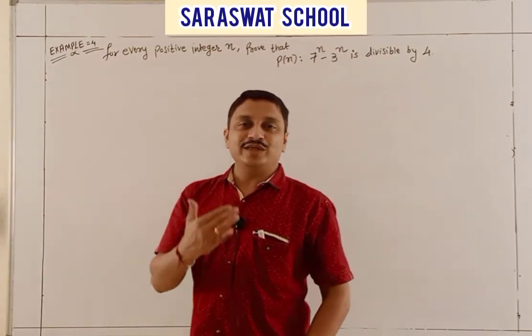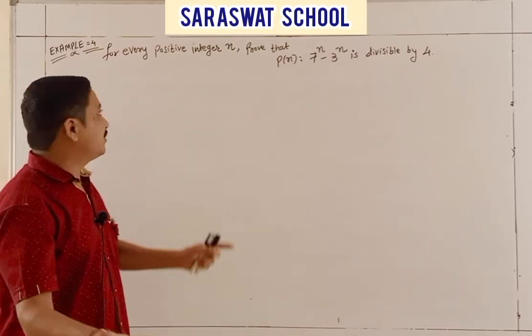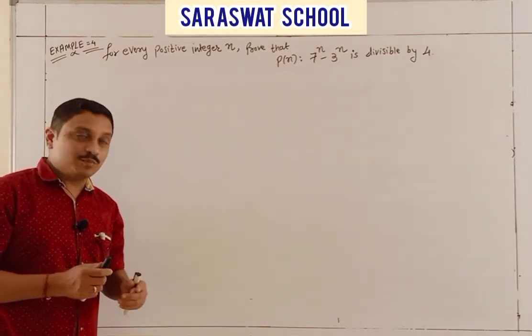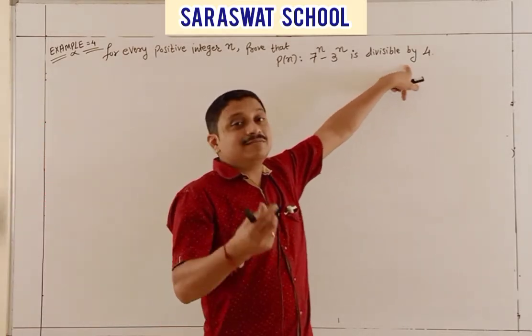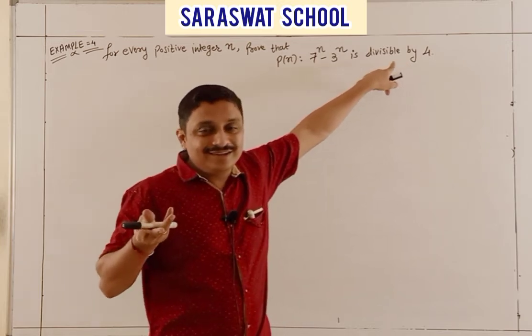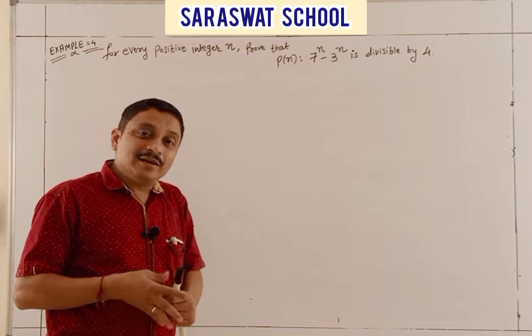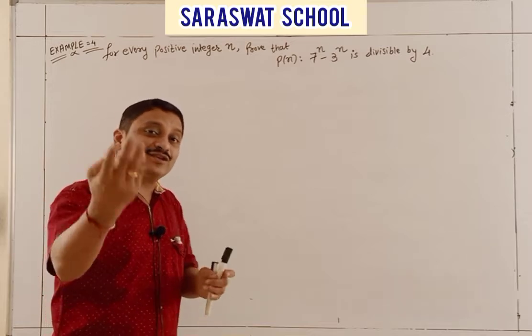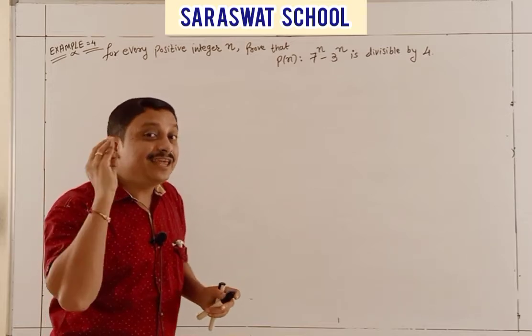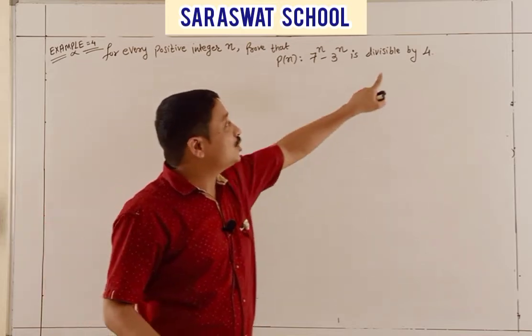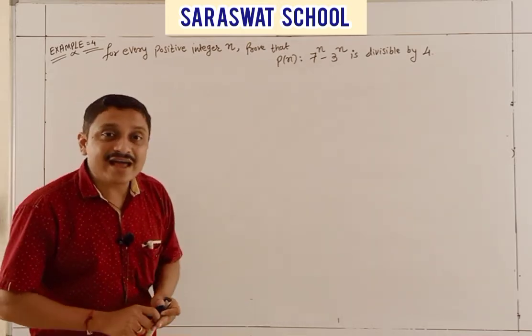Now students, we are going ahead slowly. One more example, example number 4. Prove that it is divisible by 4. It means my answer is a multiple of 4. Then it is divisible: 4 ones are, 4 twos are, 4 threes are, 4 fours are. Any number multiplied by 4 is surely divisible by 4.